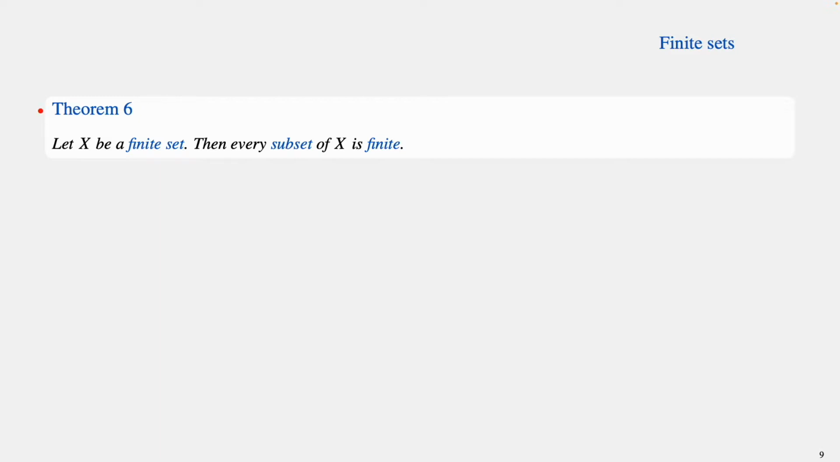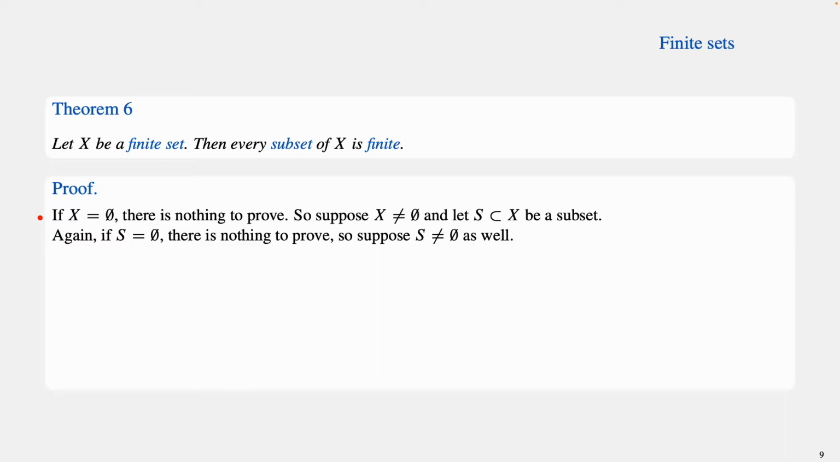We begin with Theorem 6, and as I said, this will seem completely obvious to you. Let X be a finite set, and then every subset of X is also finite. For the proof, first consider the case that X is the empty set. Then there's of course nothing to prove, because the only subset is the empty set itself, which is finite. So suppose that X is not the empty set now, and let S be a subset of X. Again, if this subset is the empty set, there's nothing to prove, so we suppose again that the subset S is also not empty.